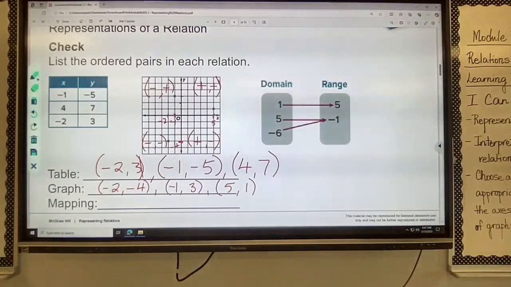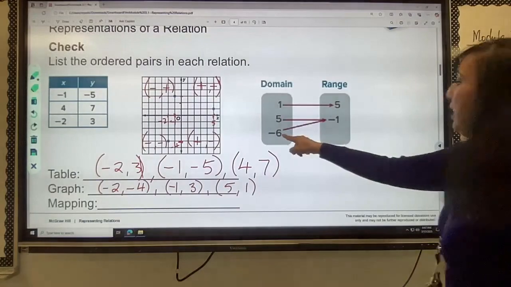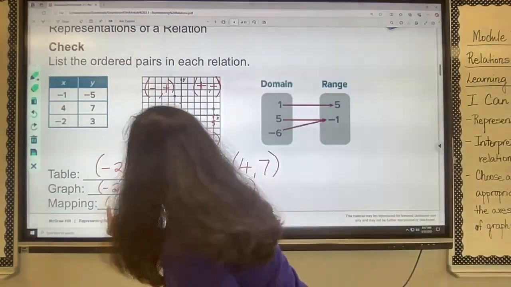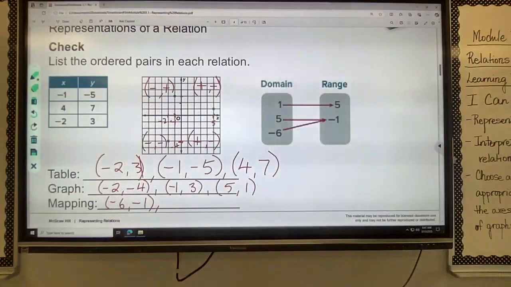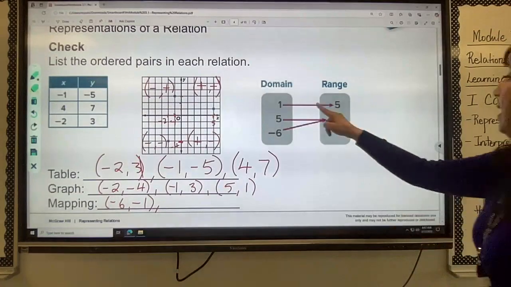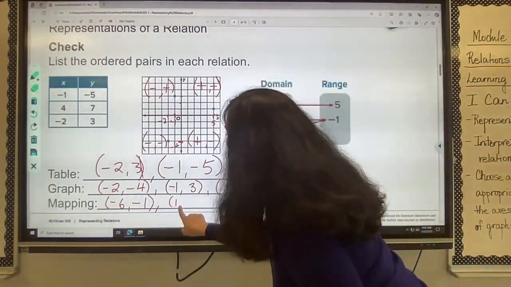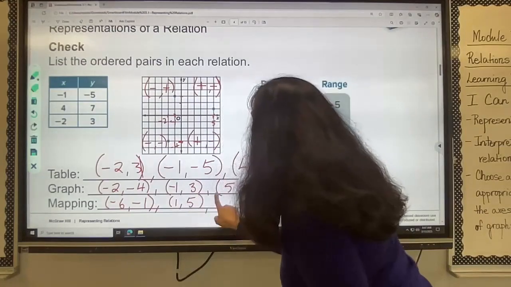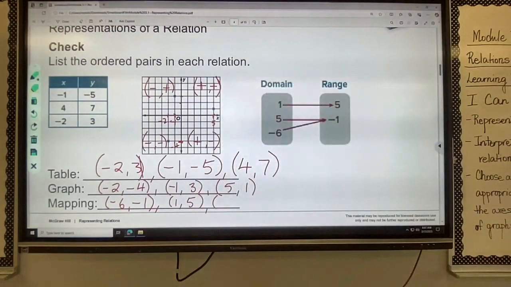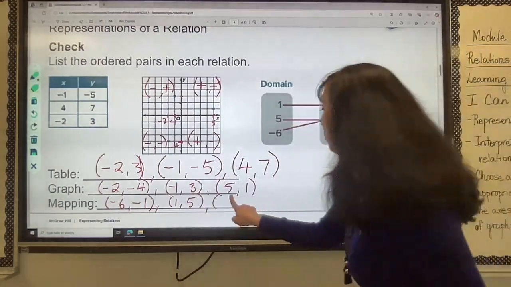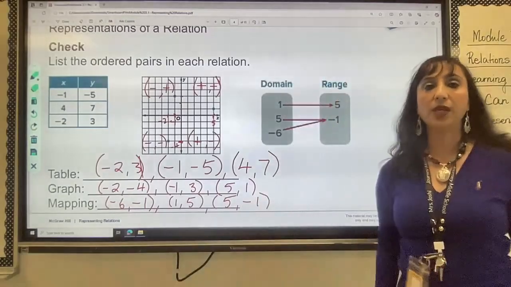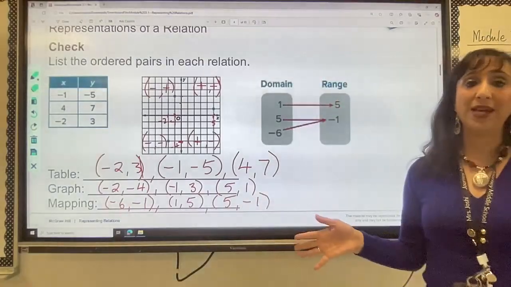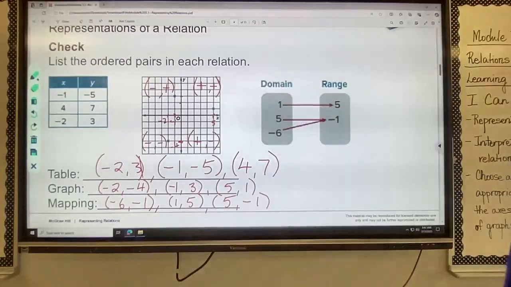Let's look at the mapping diagram. All right. So we have -6, -1. We have 1 and 5. And we have 5 and -1. So these are the ordered pairs in each of those relations.